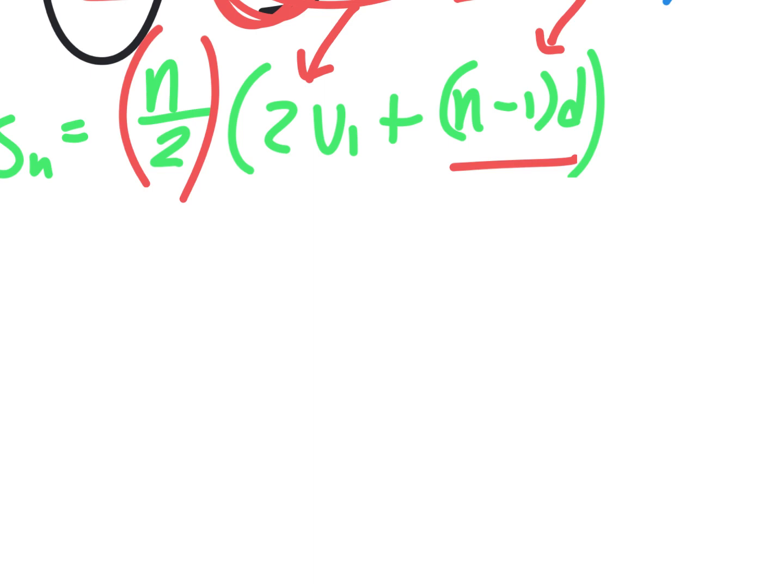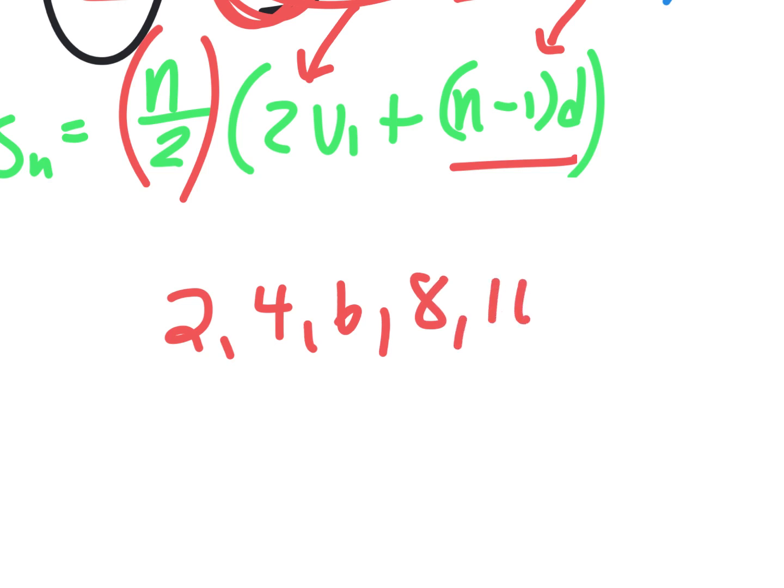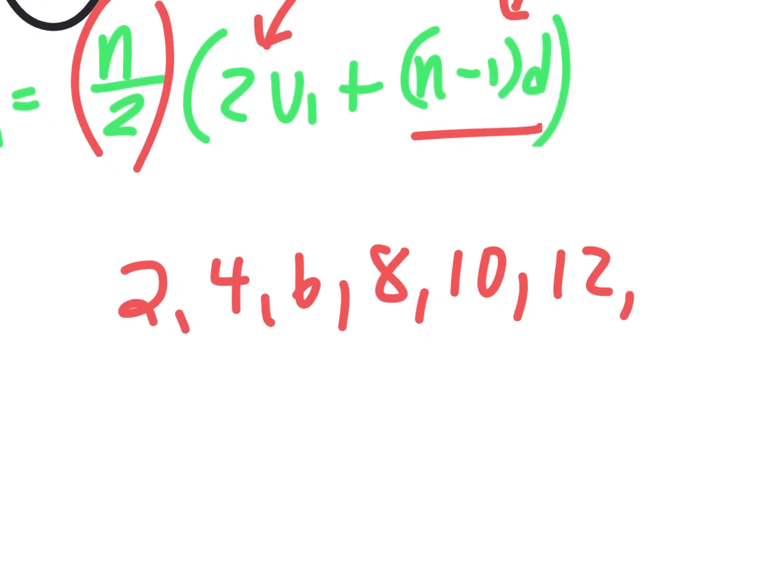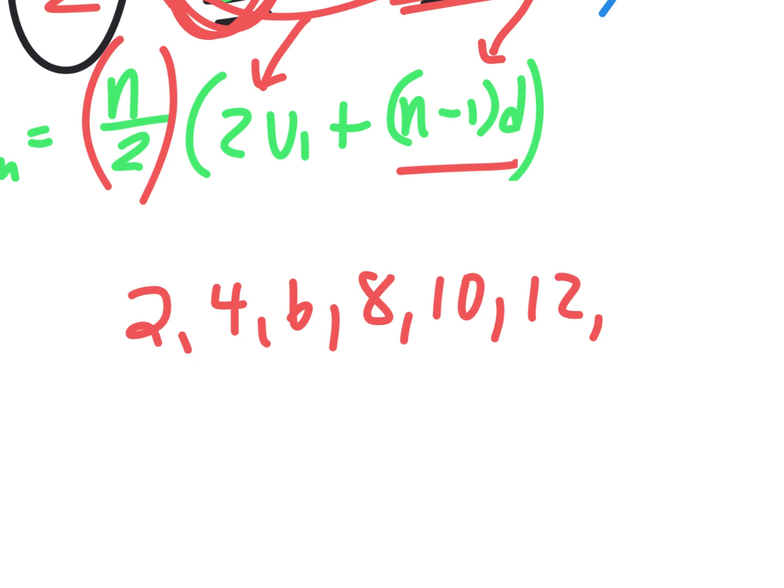So I'm going to do a weirder one. Let's say we were counting by 2's. 2, 4, 6, 8, 10, 12. And let's just do those. Let's say I just asked you to add these up. How many numbers are there? 6. 1, 2, 3, 4, 5, 6 numbers.